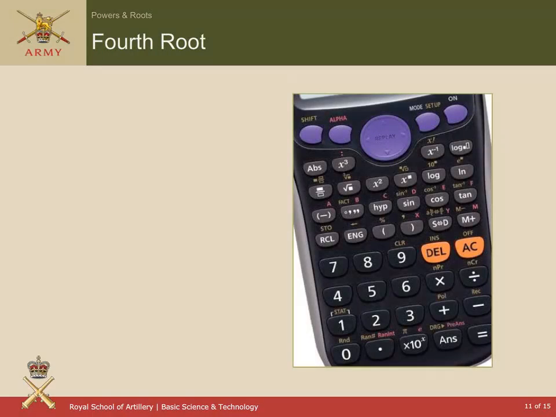If you've got a scientific calculator, you may well have a button that looks similar to the one that's shown on the screen to the right here. A square root sign with a couple of boxes, one outside and one in. This allows you to take the root of any number.